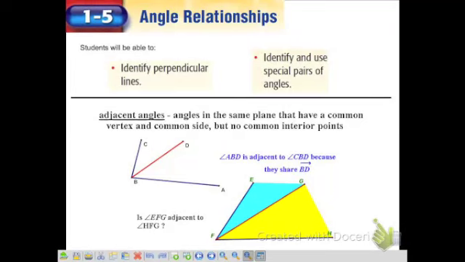In section 5, we're looking more at angles. Now we're looking at how multiple angles have relationships between each other. The first pair of angles that we're going to be looking at are adjacent angles. Now, adjacent angles mean they are sharing a common ray.